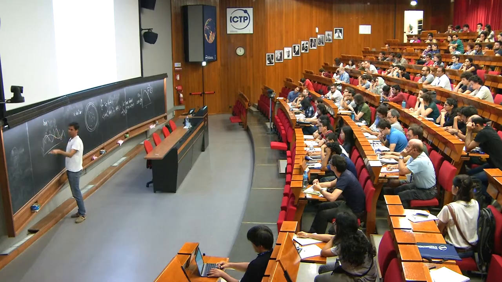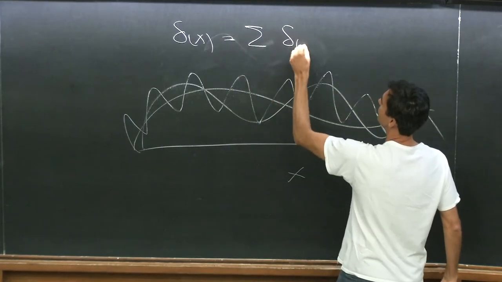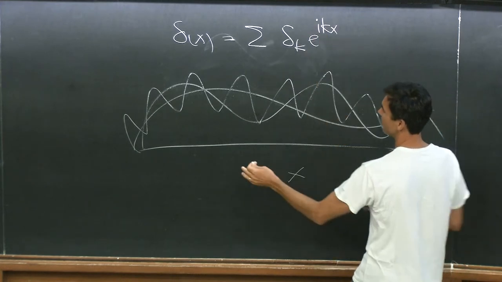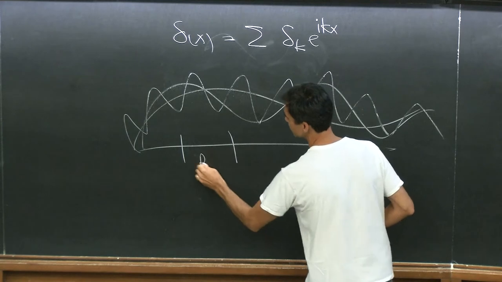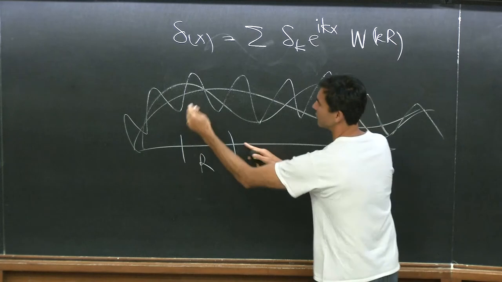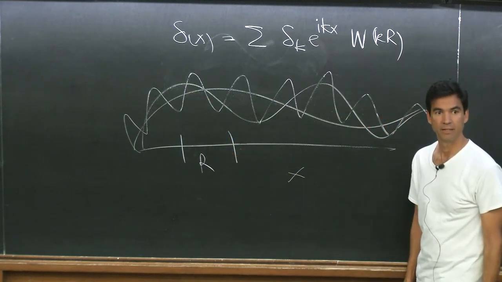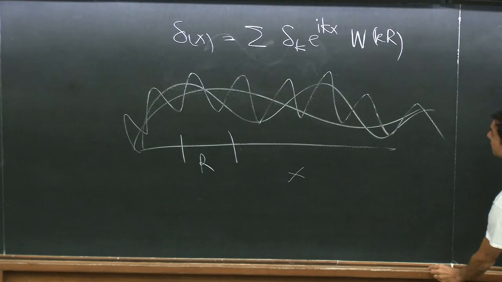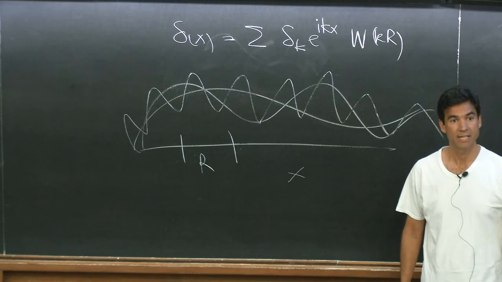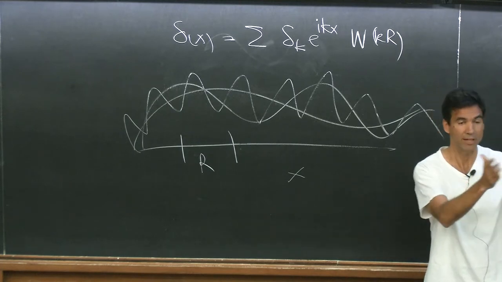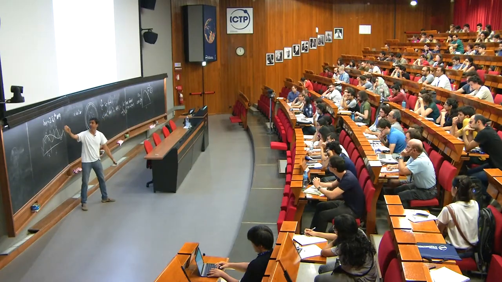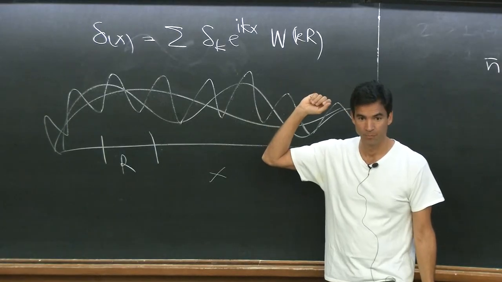delta at position x will be the sum of all the k-modes, which are independent of each other, times e^{ikx}. And if I want instead to take the average inside some sphere, then I have to put in the Fourier transform of the sphere. And this will give me the average of this guy. So the field itself, in terms of the k-modes, has no smoothing window or anything. But once I look at the field smoothed on 10 megaparsecs or 50 or 100, then the way I smooth matters. Okay.